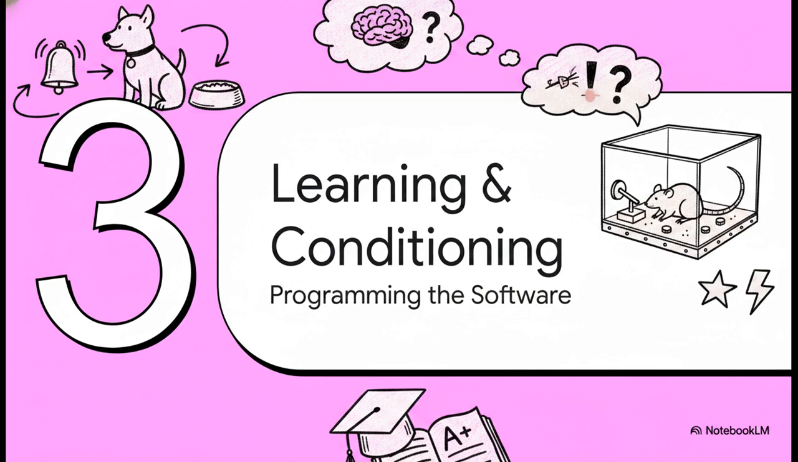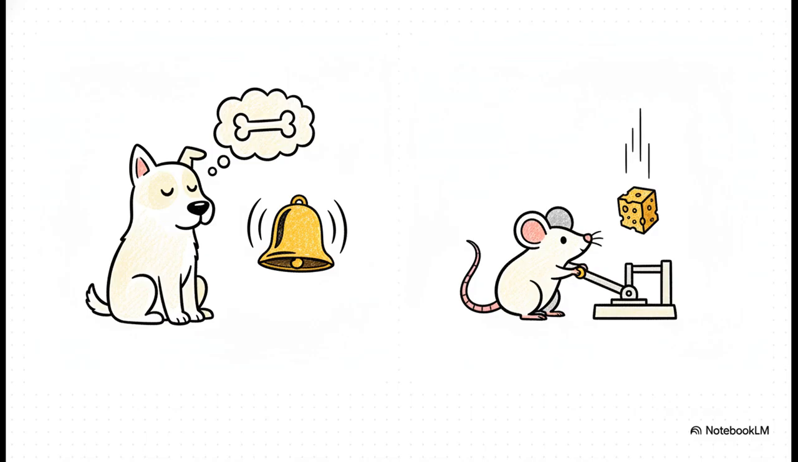That brings us to Section 3, learning and conditioning, basically programming the software. Pay really close attention here, guys, because the distinction between these two concepts is absolutely guaranteed to be tested. Now, notice the clear contrast between the two types of conditioning. Pavlov's dogs were passive and involuntary, while Skinner's rats were active, voluntarily pressing levers for a reward.